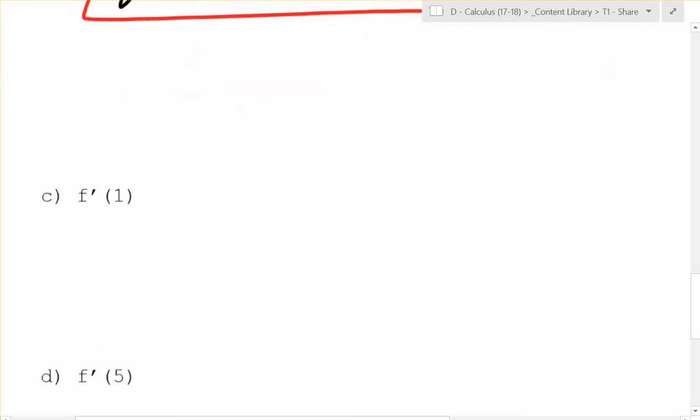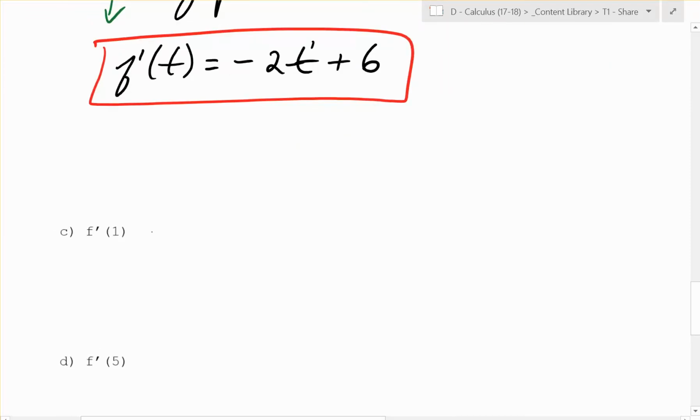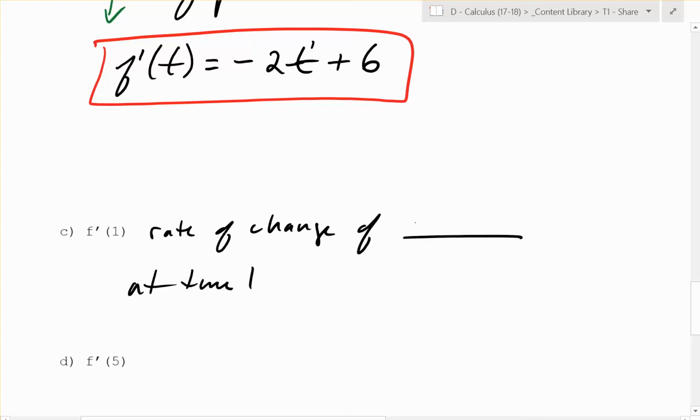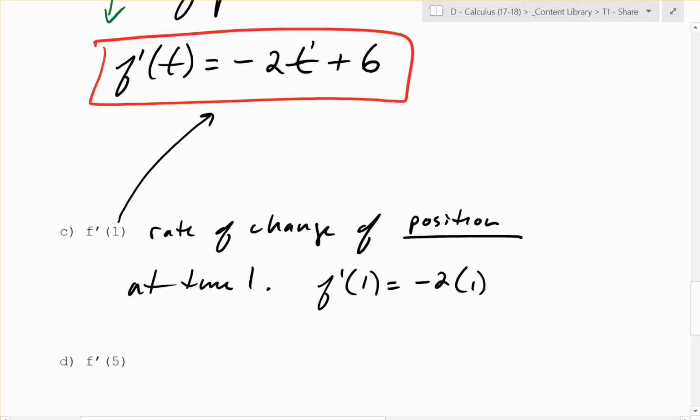So what does f prime of 1 mean? Well, that means the rate of change of what at time 1? It's the rate of change of position. Another way to say it would be the rate of change of the person moving away from home. And what's that going to be? Well, you plug in 1 into this function. So f prime of 1 is going to be negative 2 times 1 plus 6, which is 4.